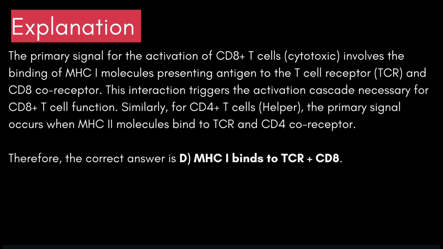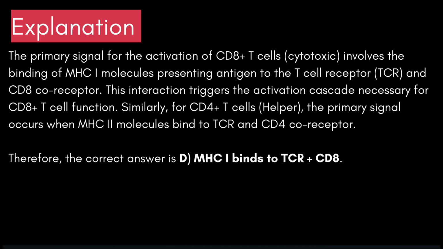The primary signal for the activation of CD8 plus T cells, known as cytotoxic T cells, involves the binding of MHC1 molecules presenting antigen to the T cell receptor, TCR, and CD8 co-receptor. This interaction triggers the activation cascade necessary for CD8 plus T cell function. Similarly, for CD4 plus T cells, known as helper T cells, the primary signal occurs when the MHC2 molecules bind to TCR and CD4 co-receptor. Therefore, the correct answer here is MHC1 binds to TCR and CD8.